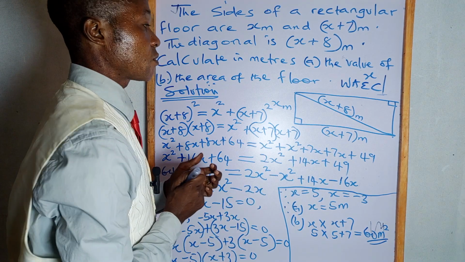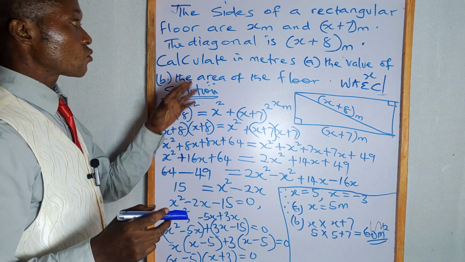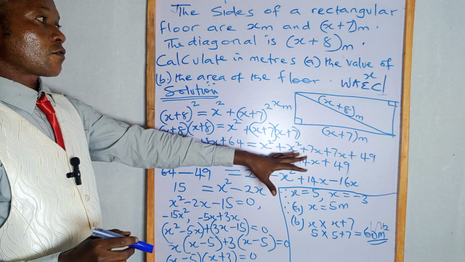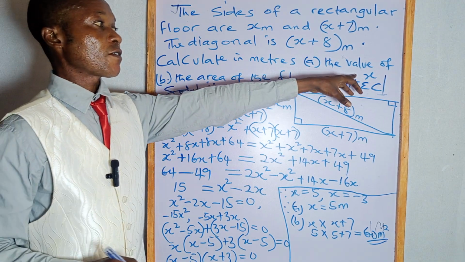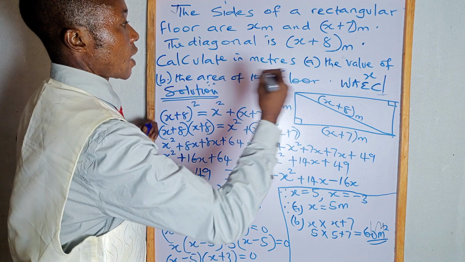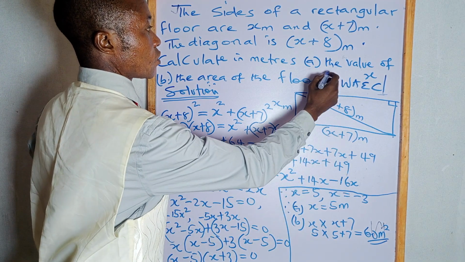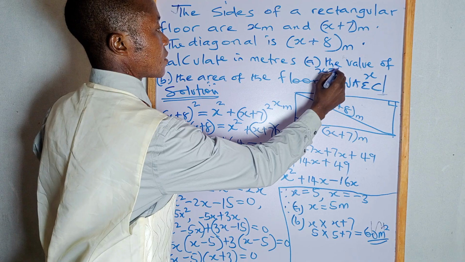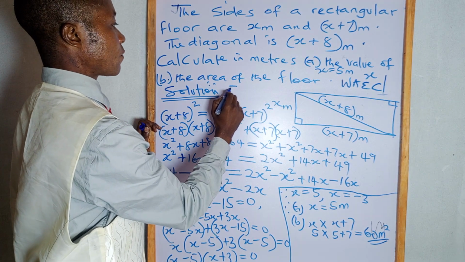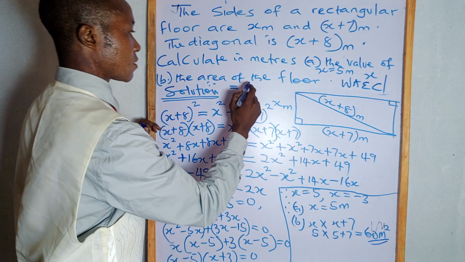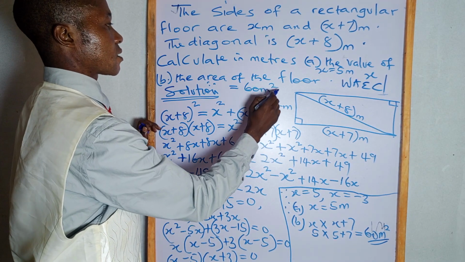So ladies and gentlemen, brothers and sisters, we have come to the end of the question. We have eventually arrived at 5 meters to be the value of our x. x is equal to 5 meters, and the area of the floor is 60 meters squared.